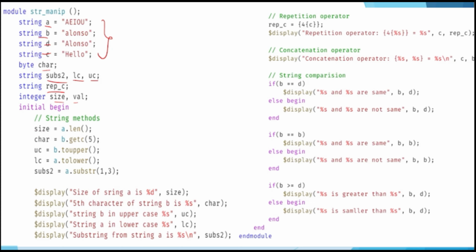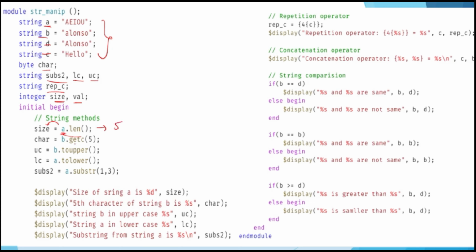Now I am using the string methods, and I'm assigning them to the data type variables that I have taken here. The first thing is a.len. What is a? This is my A, and I want to know the length of my A. What is the length of my A here? 1, 2, 3, 4, 5. So the length of my A is 5.